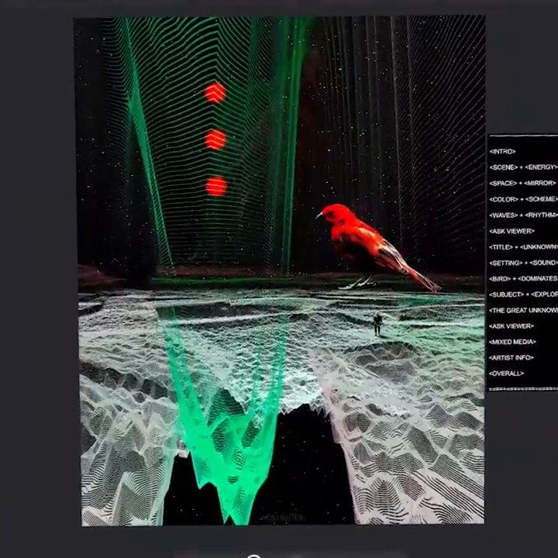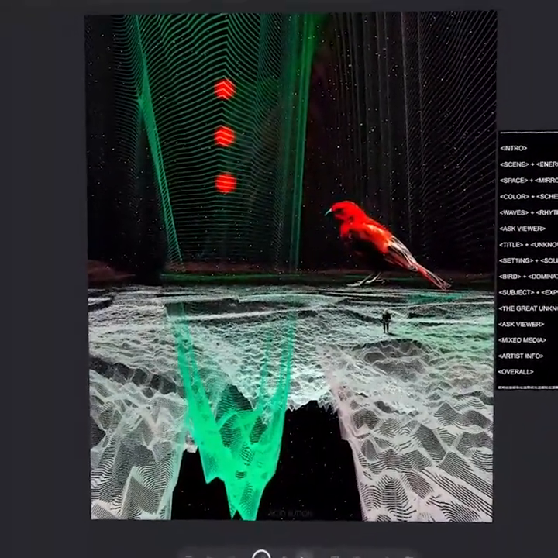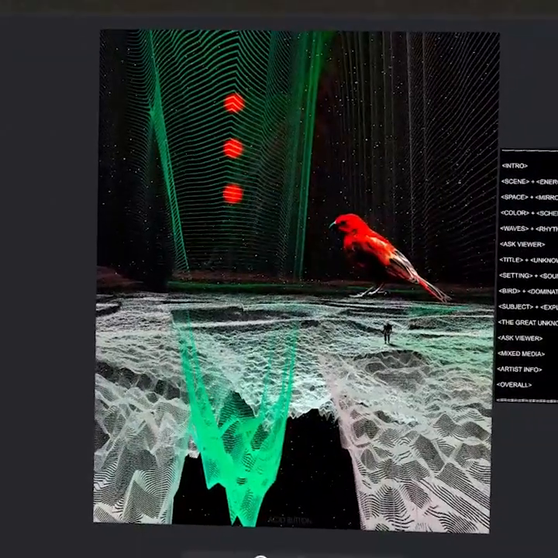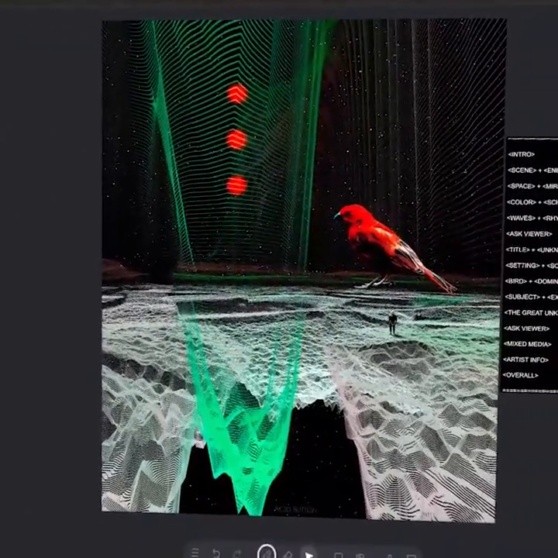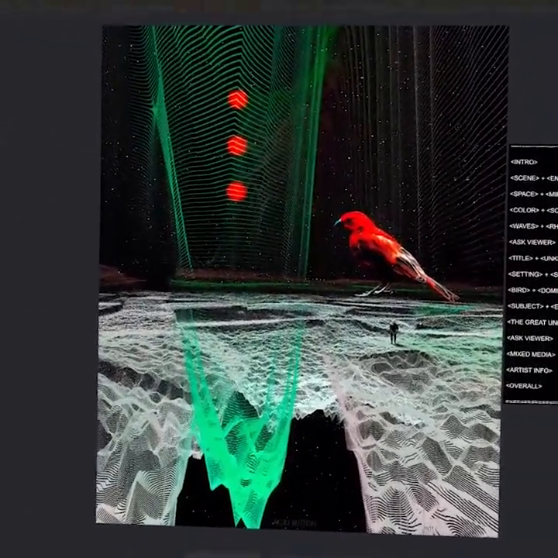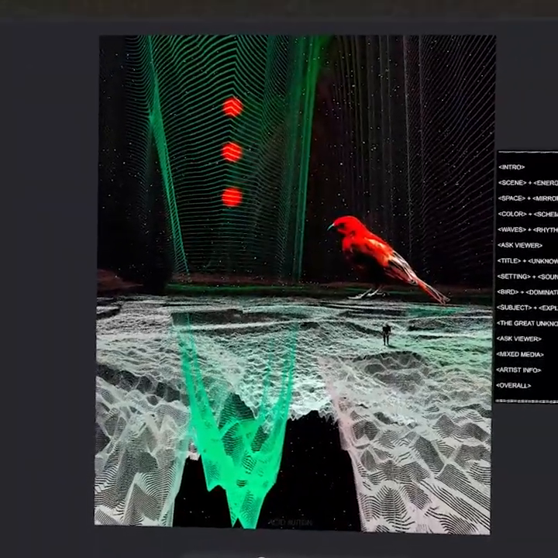In today's episode, we're going to be studying a piece by the graphic designer known as Marcio Buto, and we're going to be looking at the elements of surrealism. We're also going to explore symbolism of a multivariate nature, so let's just jump right into it.